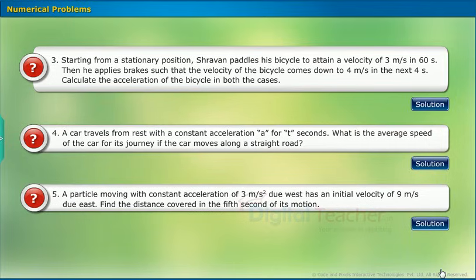A car travels from rest with a constant acceleration a for t seconds. What is the average speed of the car for its journey if the car moves along a straight road? A particle moving with constant acceleration of 3 meters per second square due west has an initial velocity of 9 meters per second due east. Find the distance covered in the 5th second of its motion. Click the tab to view the solution.